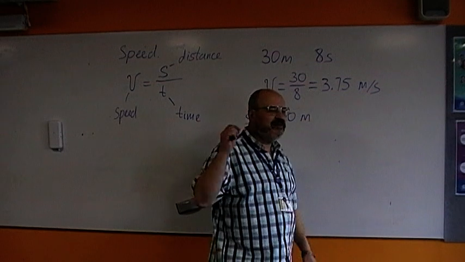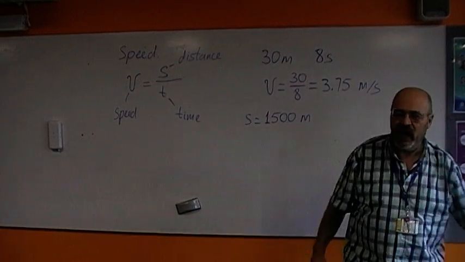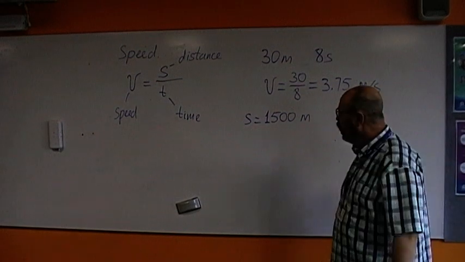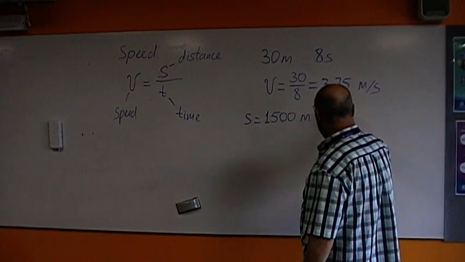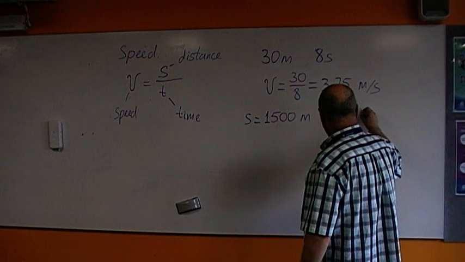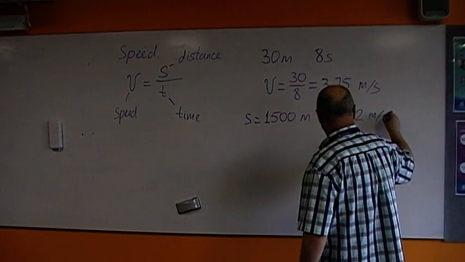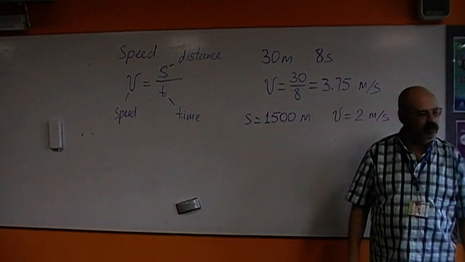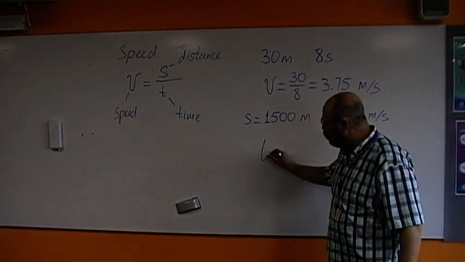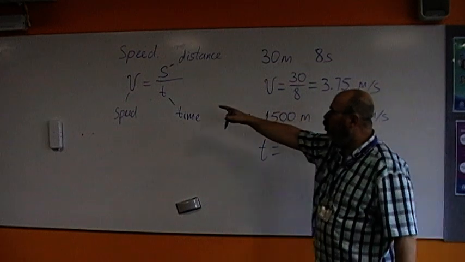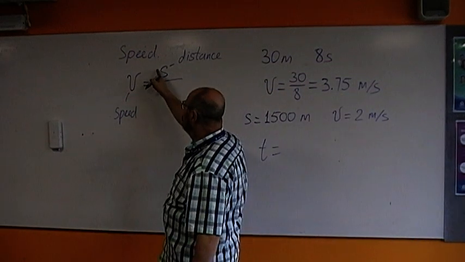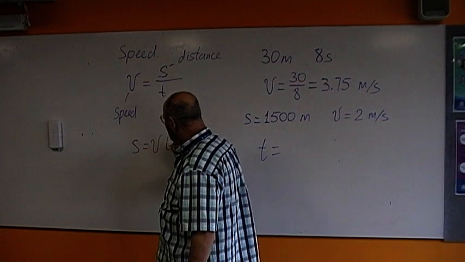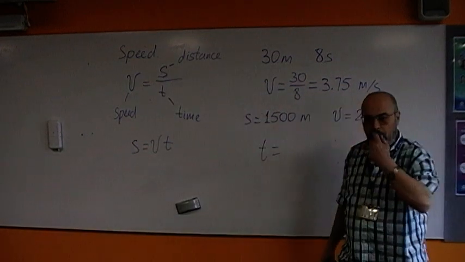So if he lives 1,500 meters away from school, and he is walking to school at a speed of 2 meters per second, how long will it take him to get to school? To find time, we already know speed equals distance over time, so distance equals speed times time. How can we find time?